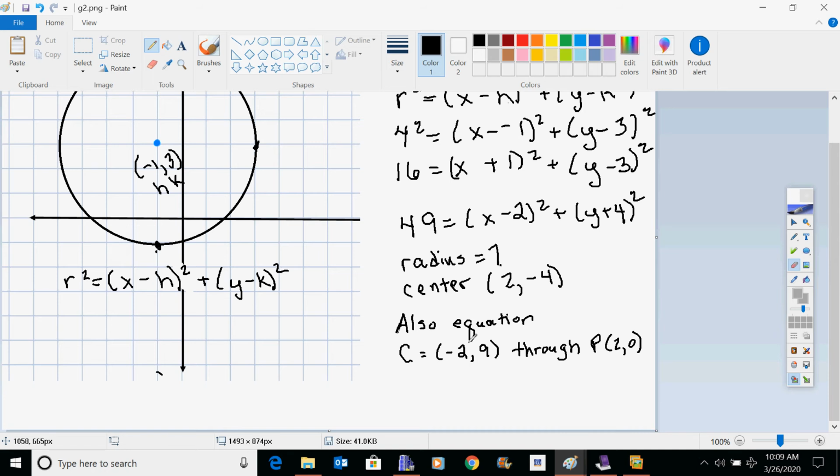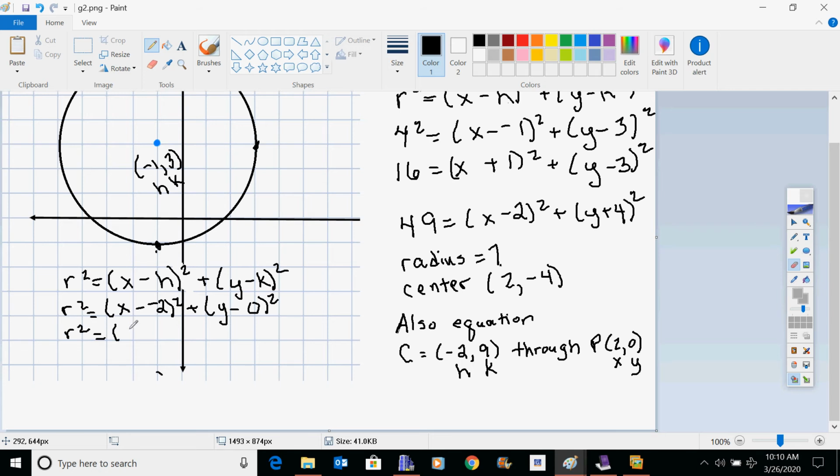So here for the center, that's your h and your k. And this is your x and your y. So you would put in r squared equals x minus negative 2 squared plus y minus 0 squared that you got from these 2 points, and you need to solve for r.